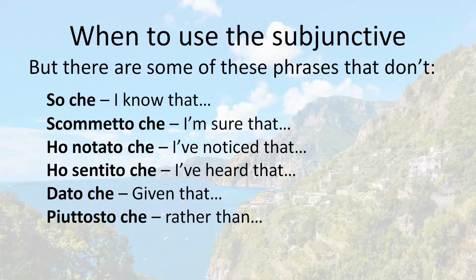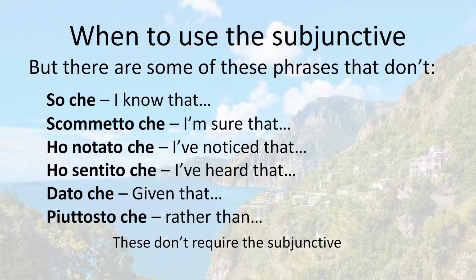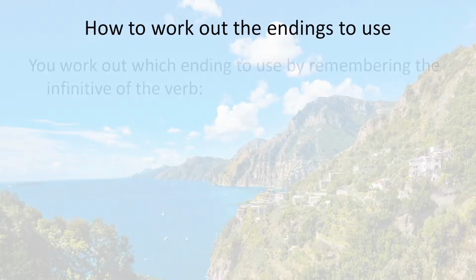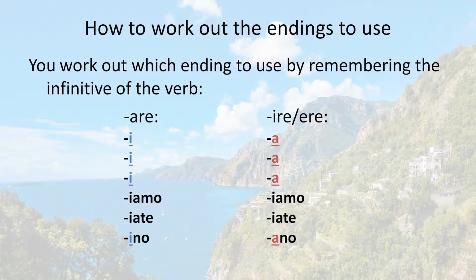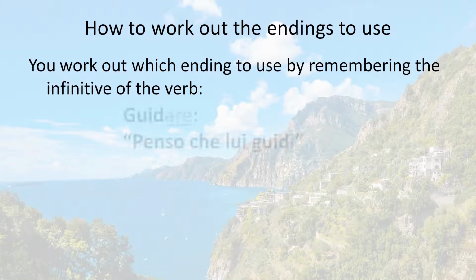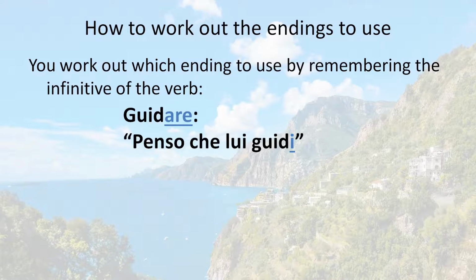Piuttosto che, and this is a phrase meaning rather than. These don't require the subjunctive. You work out which ending to use in the subjunctive by remembering the infinitive of the verb. If it ends in are, it's i, iamo, iate, ino. If it ends in ire or ere, a, iamo, iate, ano. Example, guidare, to drive or to lead.